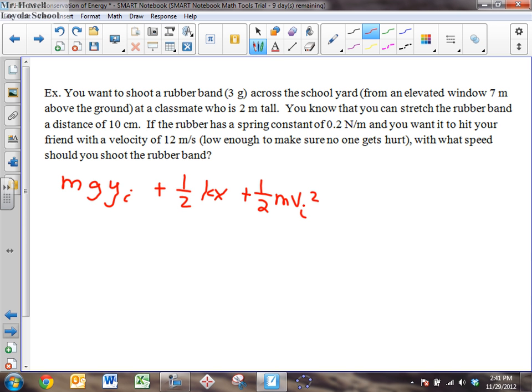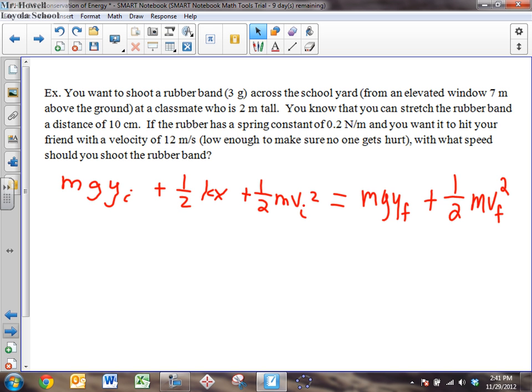We're trying to figure out VI. We know at the end, it hits a person who's 2 meters tall in the head. So it still has potential energy because it still is 2 meters tall. And it still has kinetic energy because it hits the person with some velocity. So that's my equation for this problem. It's a lot more detailed, but it's no more difficult than the last one was. It's just that there's more variables now.